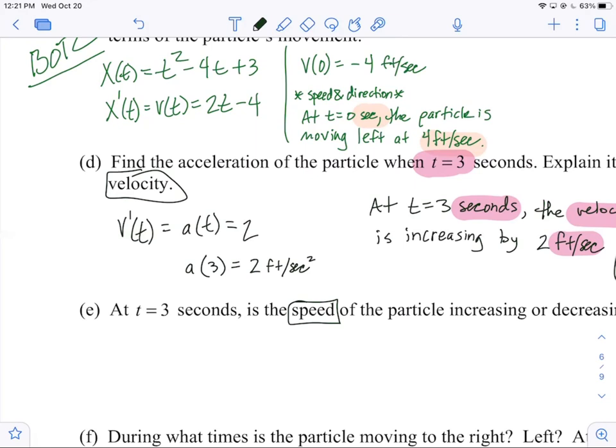If a velocity becomes increasingly negative, that means it's decreasing, right? Negative 20 feet per second, negative 30 feet per second, negative 100 feet per second. That's decreasing, but the speed is increasing. So yes, it is possible for velocity to be decreasing and speed increasing, all different combinations.